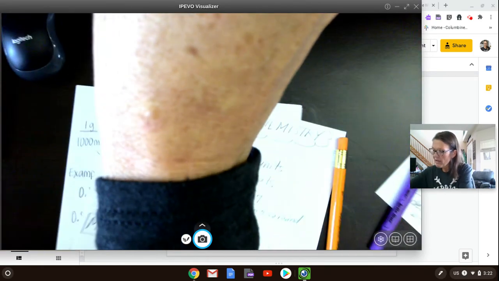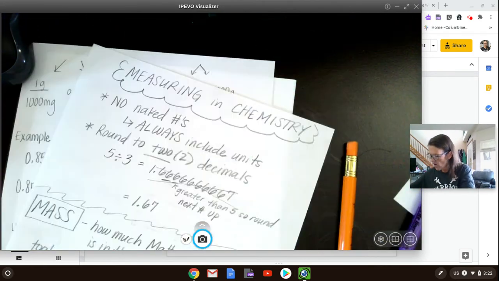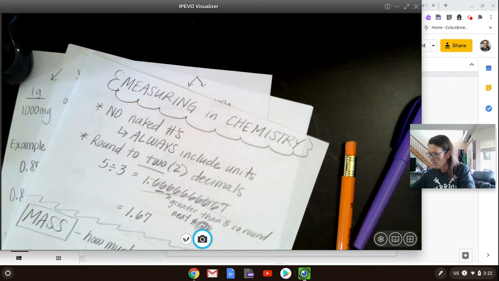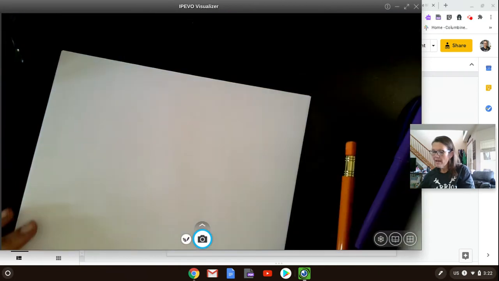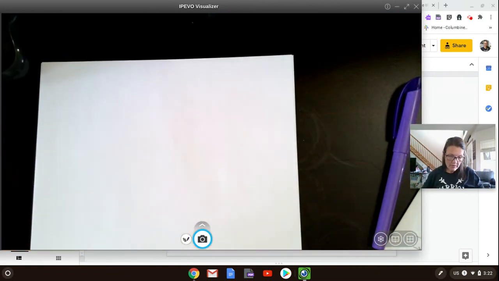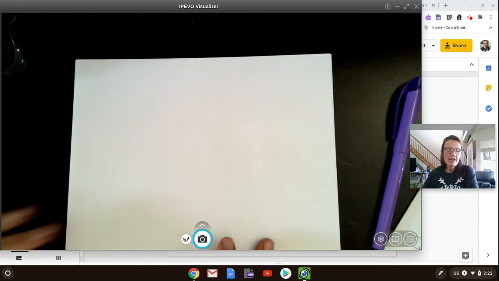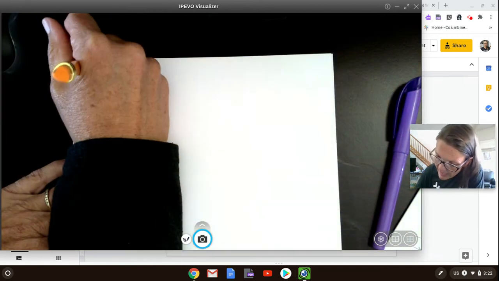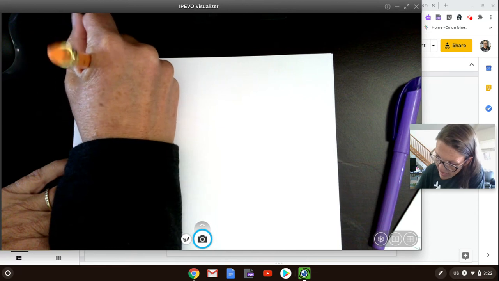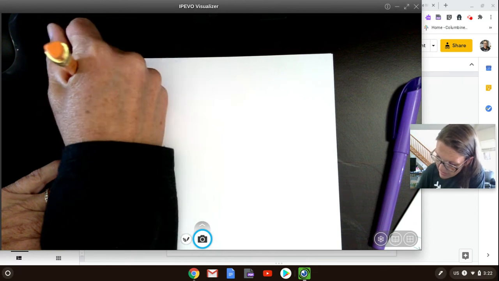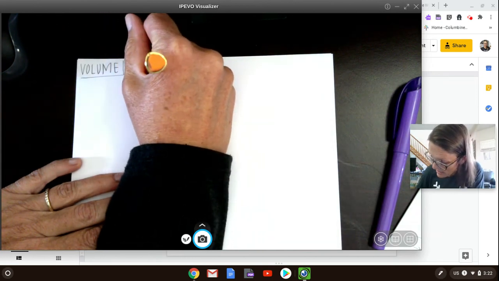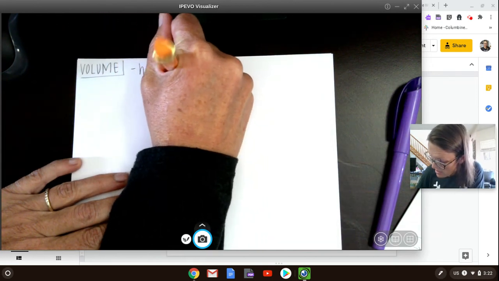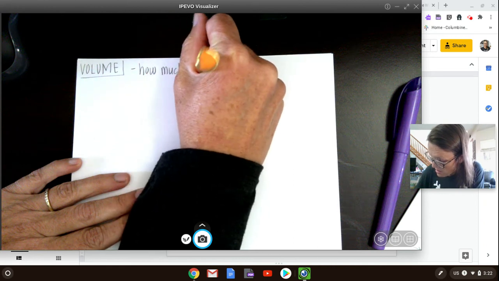What I want to talk about next then is volume. Okay, and exactly what volume is. So matter is anything that has mass and volume. So we're going over what mass and volume are right now. So if mass is how much matter there is, then volume is how much space the matter occupies. So how much space the atoms occupy. What are they taking up?